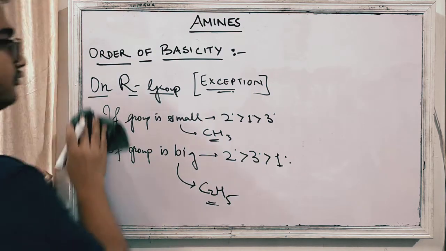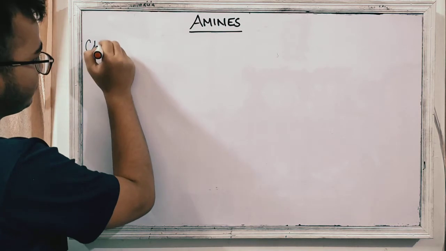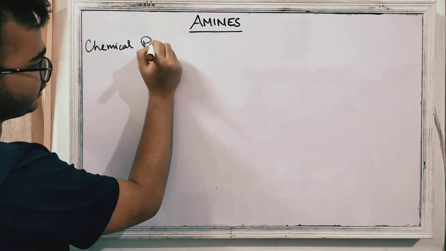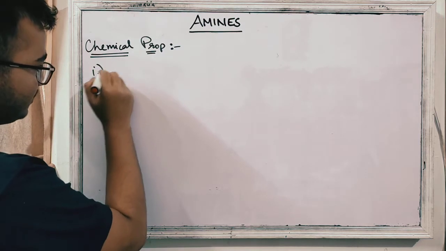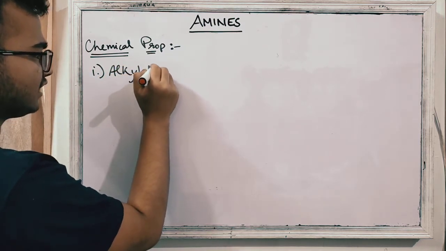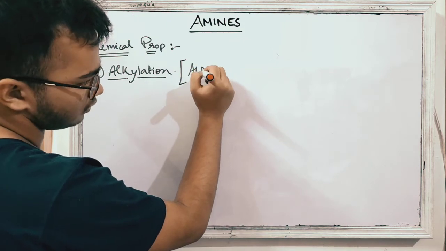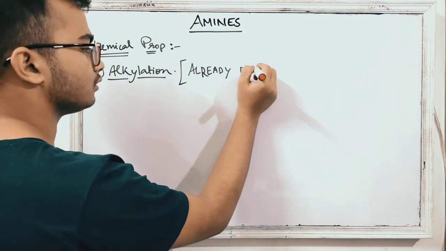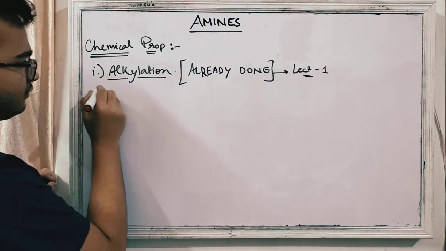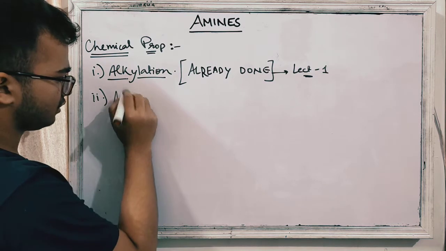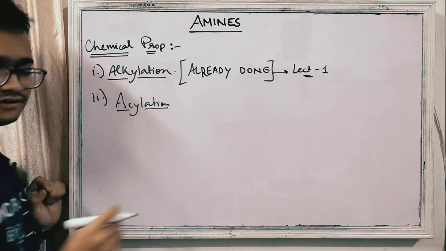Now, under the chemical reactions, if you remember, the first property which comes is alkylation. So, give the heading chemical properties. The first property which comes is alkylation. Now, alkylation is already done in the method of preparation part. So, I am writing here: already done, which is the Hoffmann ammonolysis. Okay. Now, the second one is acylation, or the addition of an acyl group.